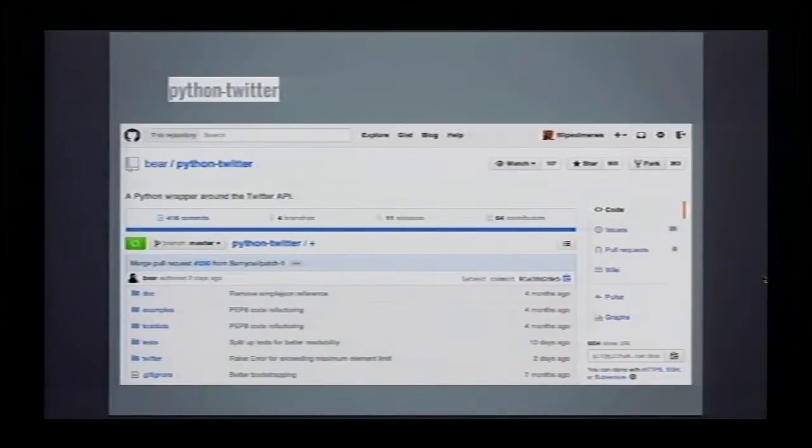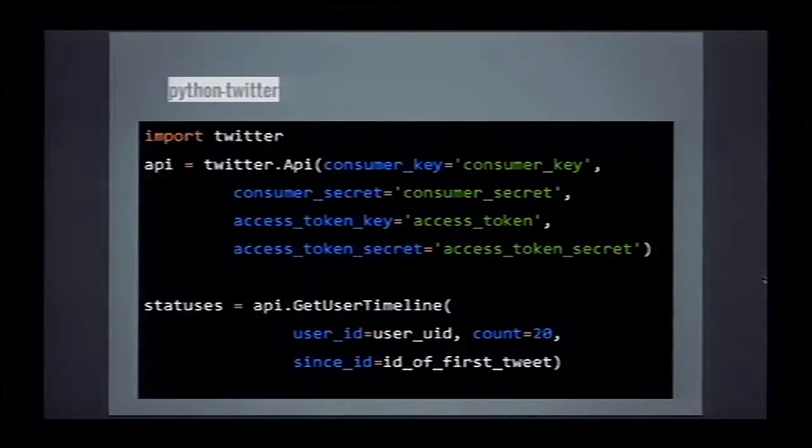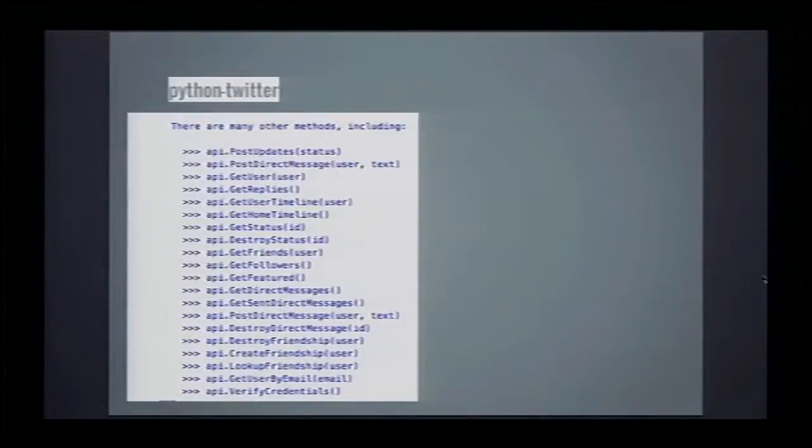So another example would be Python Twitter. That's one of the most popular wrappers for Twitter. It's a bit different from the FacePy one. Instead of me building the endpoints, it gives me the methods, so I can just pass parameters, and it will handle the rest for me. Here are some of the methods of this library.